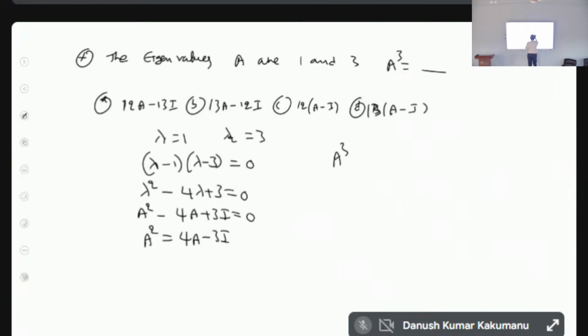A cube. What is A cube? A cube is 4A square minus 3A. 4 into, what is A square again? A square is 4A minus 3I, minus 3A. 16A minus 3A, 13A minus 12I. Option B is the correct answer.